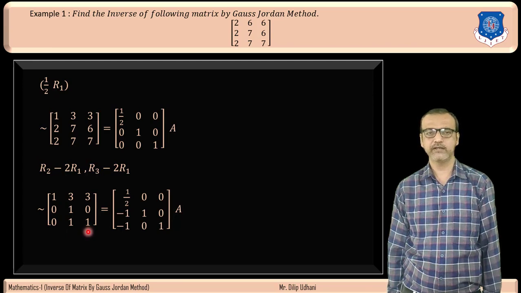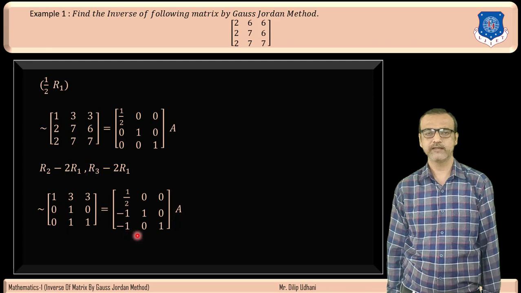Then after 0 minus 1 by 2 into 2, so that is 0 minus 1, so the result is minus 1. Then after 0 minus 2 into 0, so the result is 0 minus 0, so it is 0. And finally 1 minus 2 into 0, so that is 1 minus 0, so the result is 1.